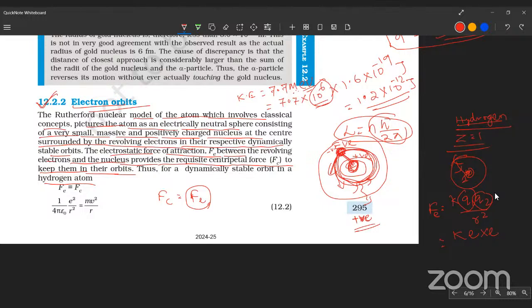How many protons are there in the nucleus? In the hydrogen atom, only one.